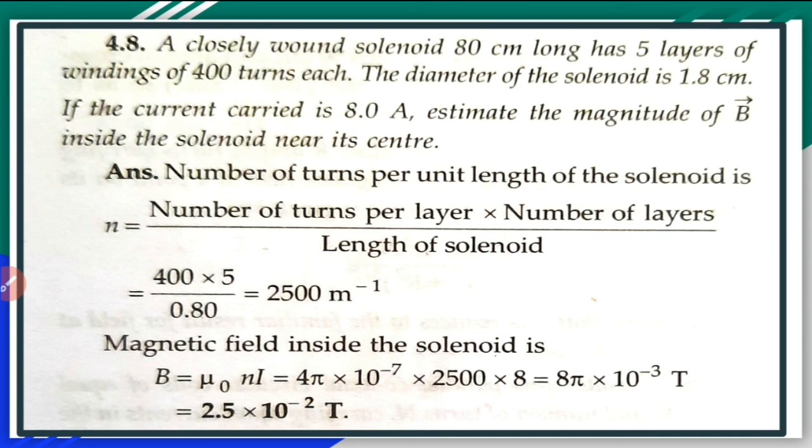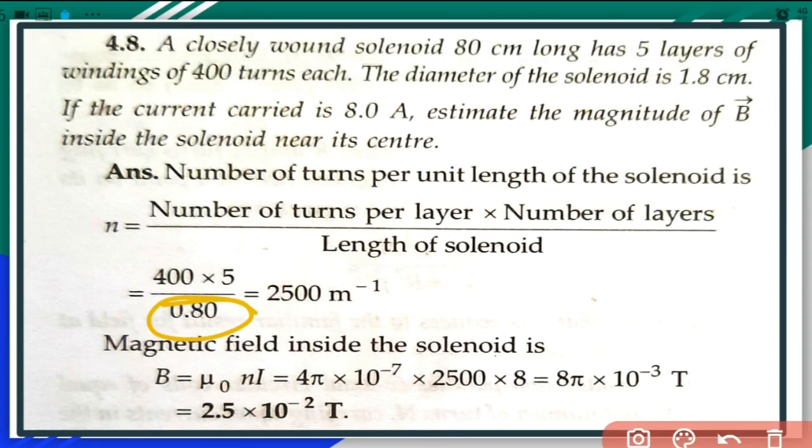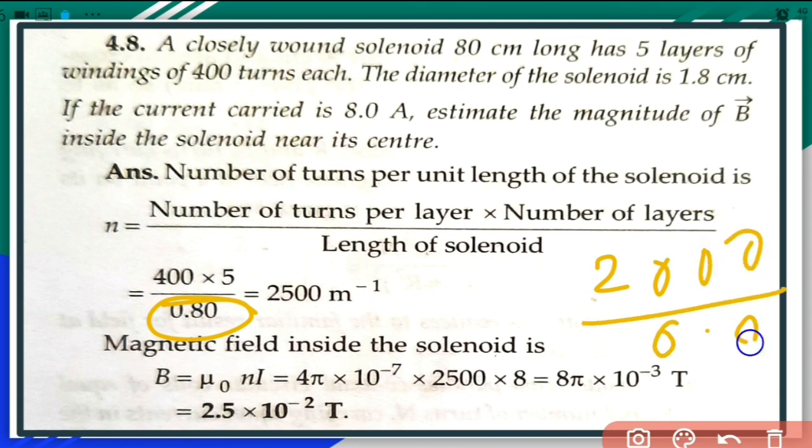B is equal to mu 0 n i. So first step is to find n. How will you get n? Total number of turns by length of the solenoid. So total number of turns is 2000, divided by 0.8. That's what you need to find. You will get around 2500 per meter. So substituting, you will get 2.5 into 10 raised to minus 2 Tesla.